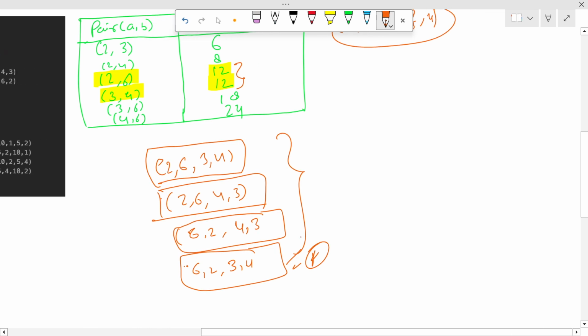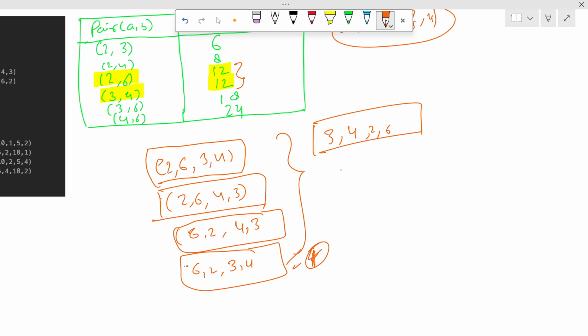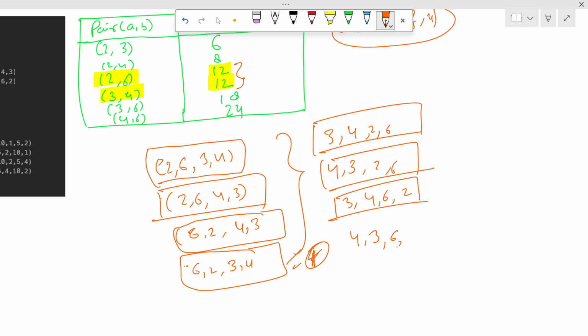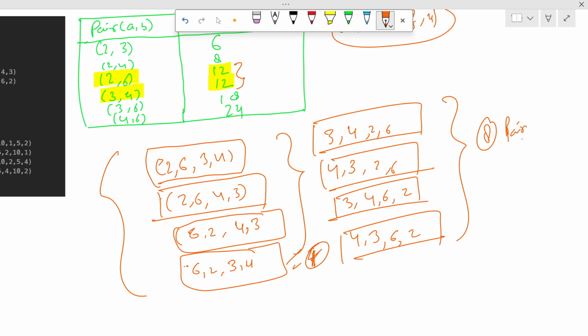And we have to calculate one more thing, 3 4 2 6, one more pair here, and 4 3 2 6. Okay, and now 3 4 6 2, and one last one is 4 3 6 2. How many pairs do we have to calculate here? We get 8 pairs, 8 valid pairs.